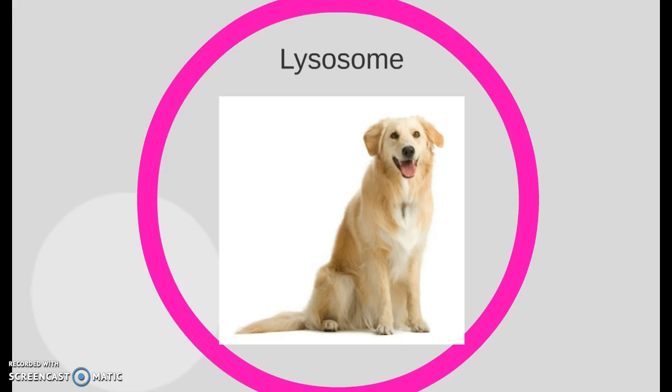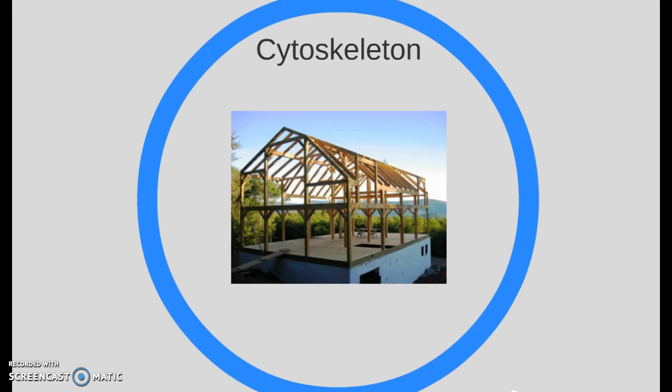Cytoskeleton provides a structure, a rigid structure for the cell, and the cytoskeleton is just like the beams of the house because it provides a stiff structure and a strong one for the house. It also provides the foundation and shape as to what it will be.